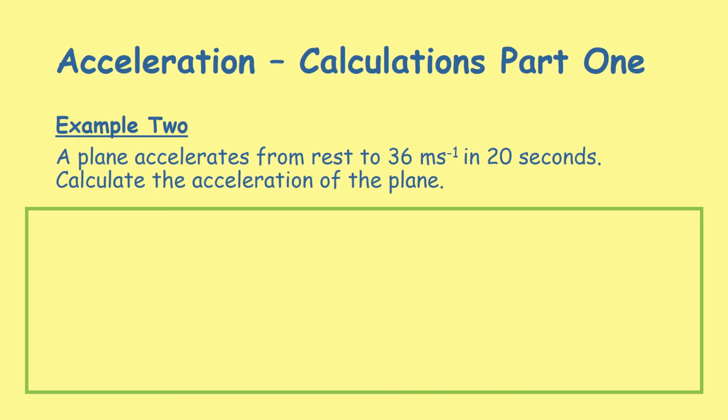Example 2. A plane accelerates from rest to 36 meters per second in 20 seconds. Calculate the acceleration of the plane. Again, the acceleration is what we want to work out. Our delta V, so the change in speed, is 36 meters per second. And our time is 20 seconds.